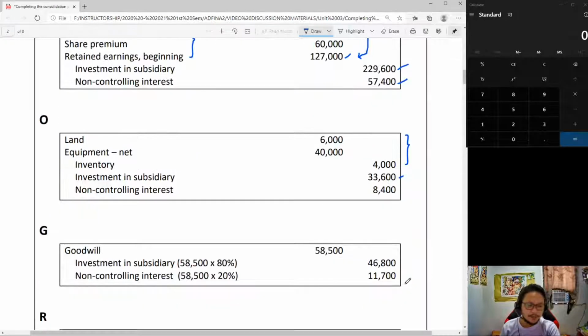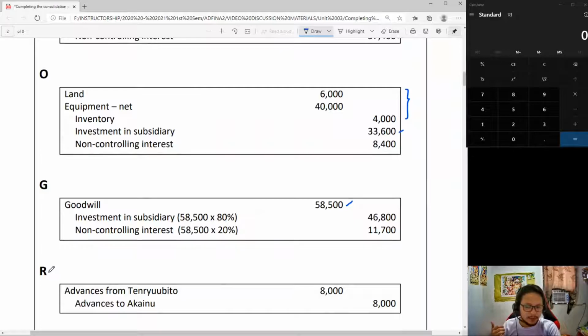Entry for goodwill. Meron tayo 58,500 na goodwill na na-compute. Sana nakuha mo ng tama. There is a receivable that is intercompany between Tenryubito and Akainu for 8,000. We must eliminate that.